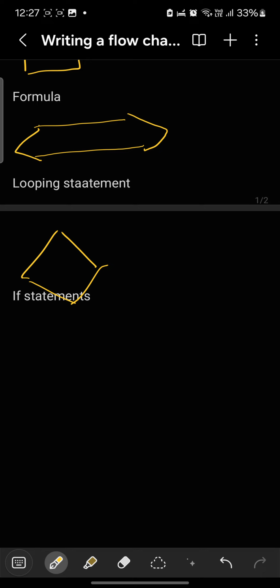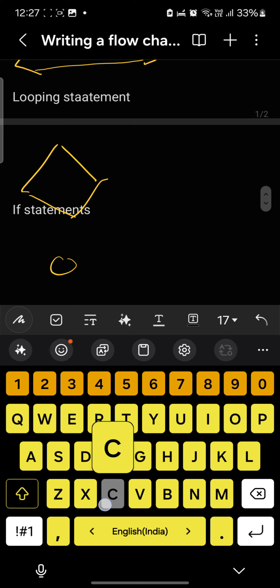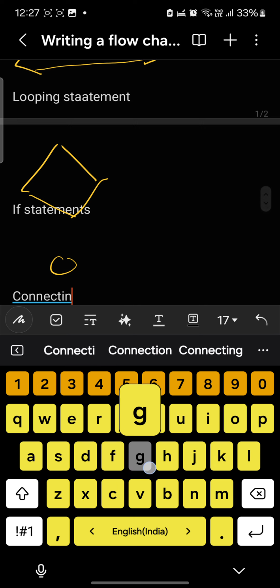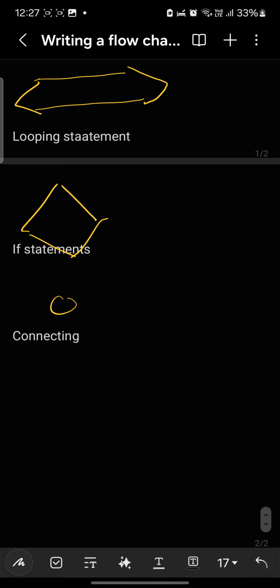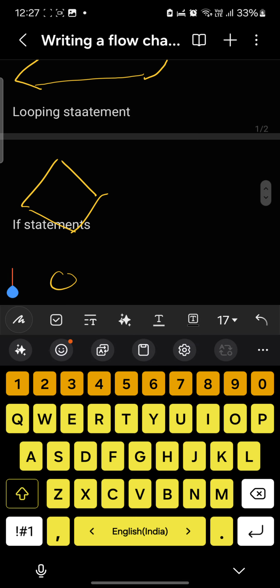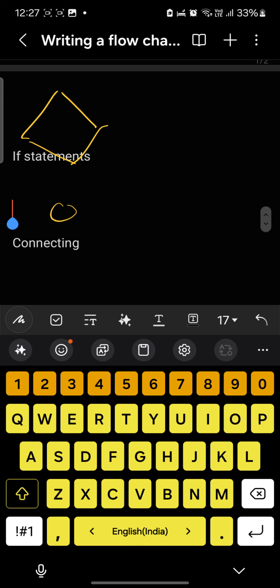Other than this, you have one small round connector. This is used for connecting your flowcharts. Okay, the oval symbol as well as the circle symbol vary. So this is used to connect. When you end up your page with half of your flowchart and still you have something to write, at that time you are going to start it on a new page. So at the end of that particular page you are going to add this particular symbol, and at the start of the next page you are going to add this particular symbol, and you are going to tell that it is continuity.